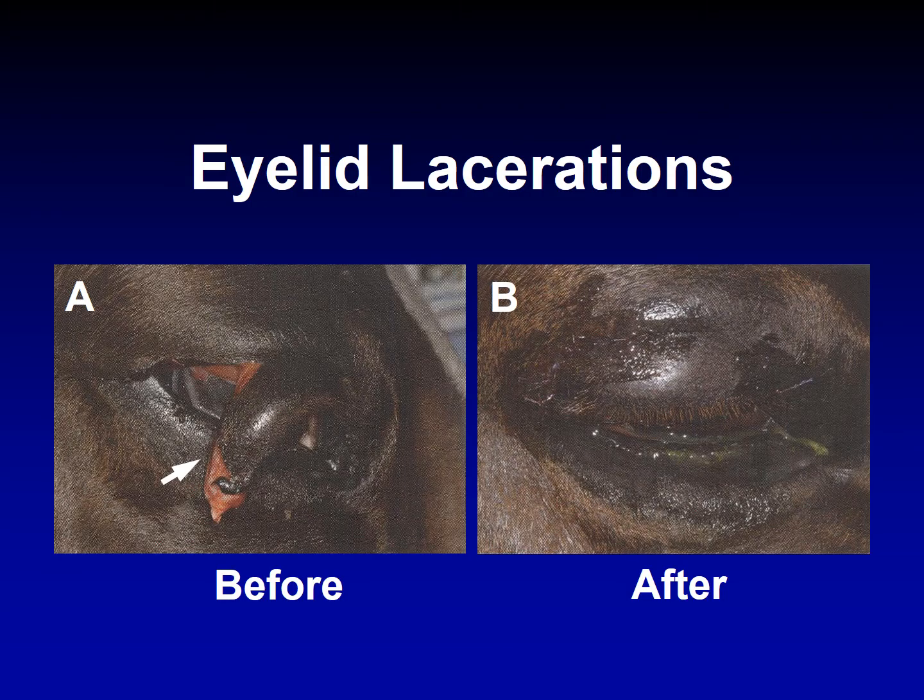You've seen this picture earlier, lacerations of the eye, on the left-hand side picture, and on the right-hand side picture, that's after the treatment. And of course, you need to know how to do nerve blocks around the eye, so you can suture and fix these lacerations. So this is a very important thing for the eye.